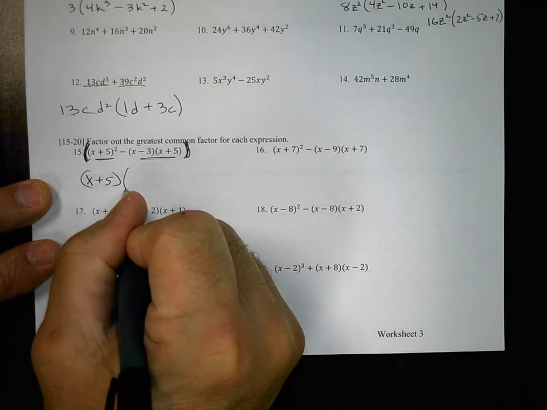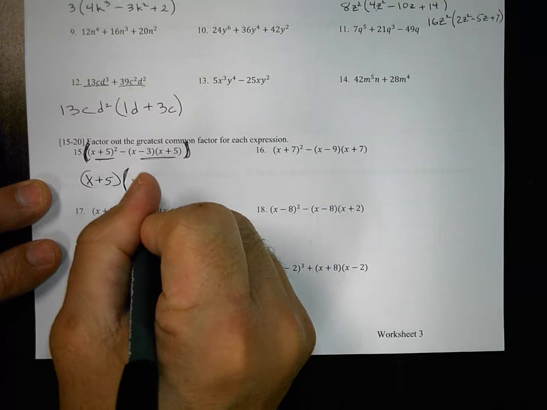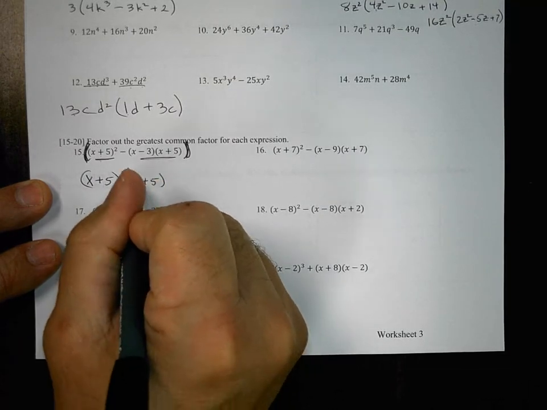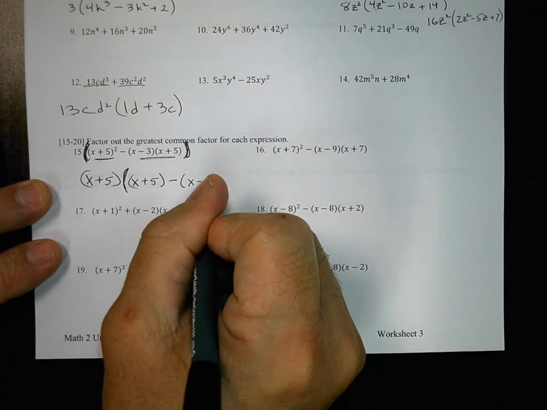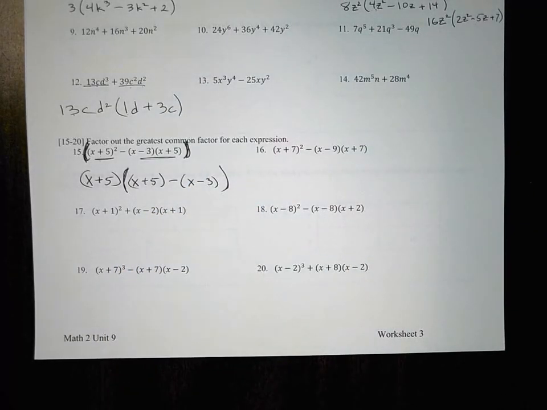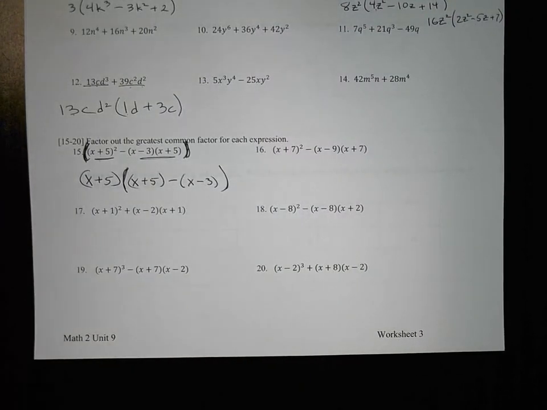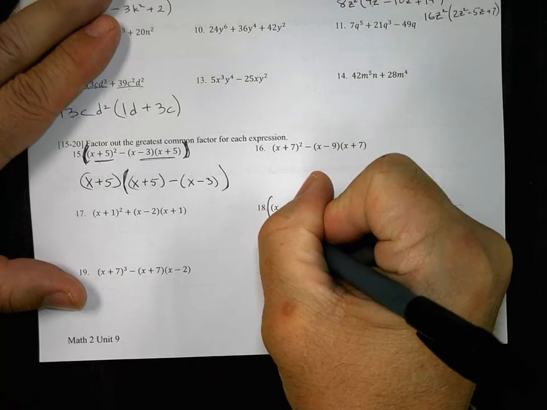what's left inside? What's left inside the big binomial? Well, there's an x plus 5 left inside, minus an x minus 3. This is the last step in what we call factor by grouping. So let's jump down here and see what we got.